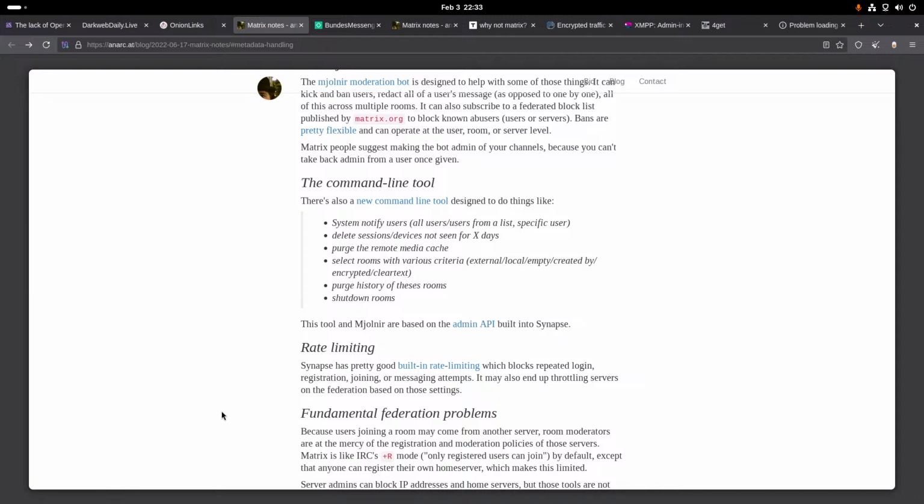There's also a new command line tool designed to do things like notify users, delete all users, delete session devices not seen for X days, purge from... Okay. The tool and the moderation bot are based on the admin API built into Synapse. Rate limiting. Synapse has pretty good built-in rate limiting, which blocks repeat logins, registrations, joins, or message attempts. It may also end up throttling other servers on the federation.